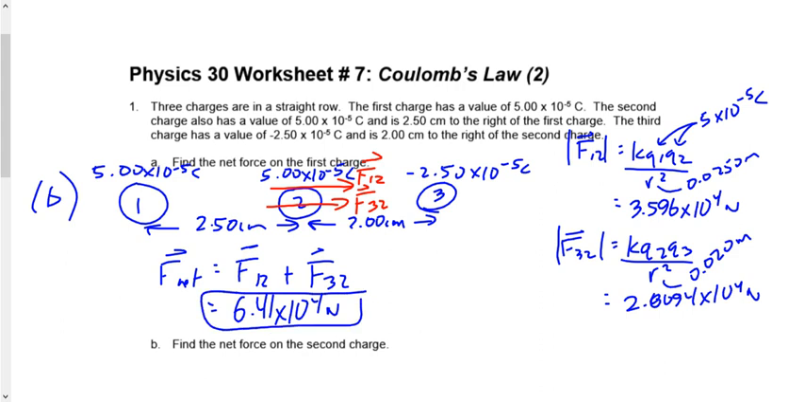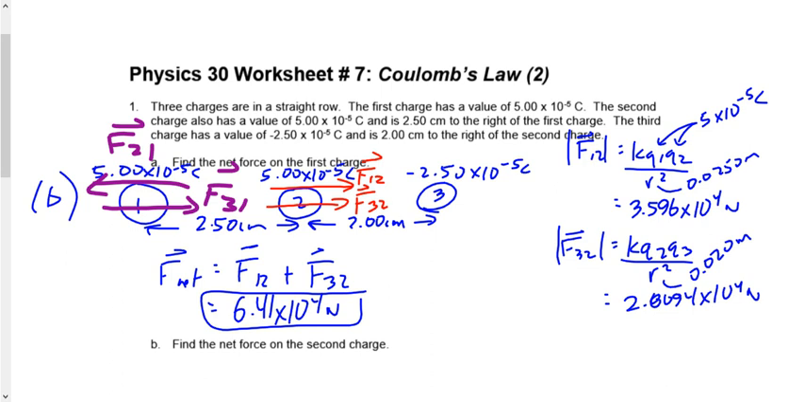Now, if you were looking for the net force on number 1, number 1 would be pushed this way as a result of number 2. We'll call that F21, and number 1 would be pulled towards number 3. We'll call that F31. What would you have to be careful of when you're finding F31? The force of 3 acting on 1. It's a negative charge, but it's positive force. We add them together, F31 is positive, F21 is negative.